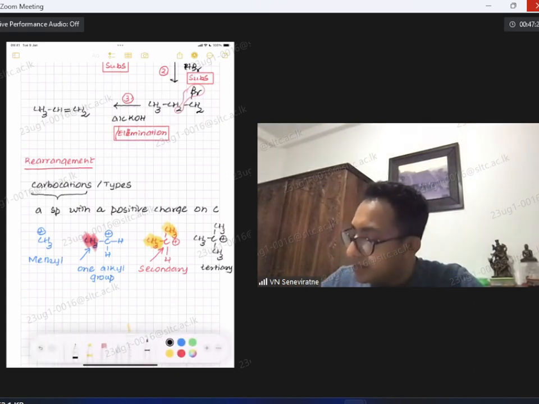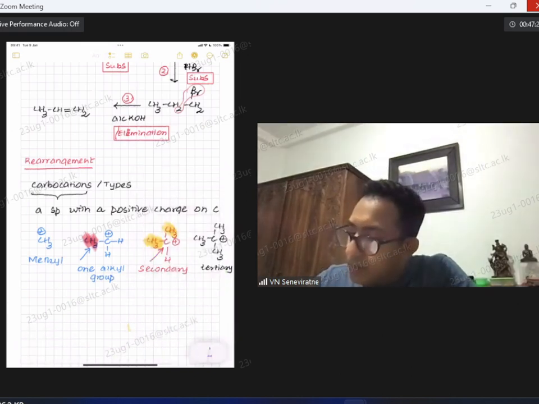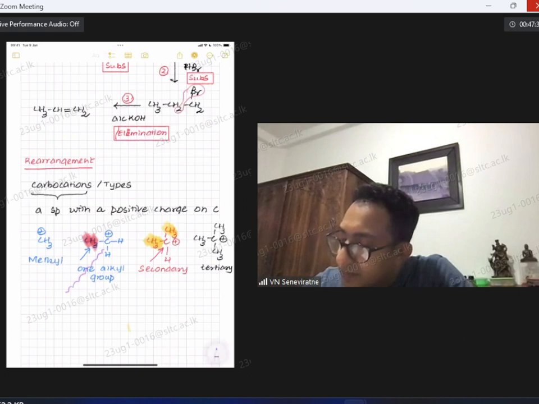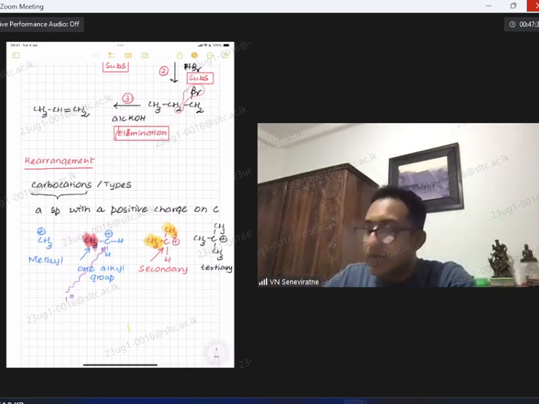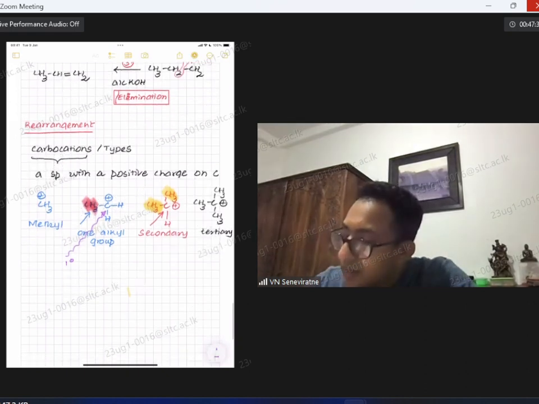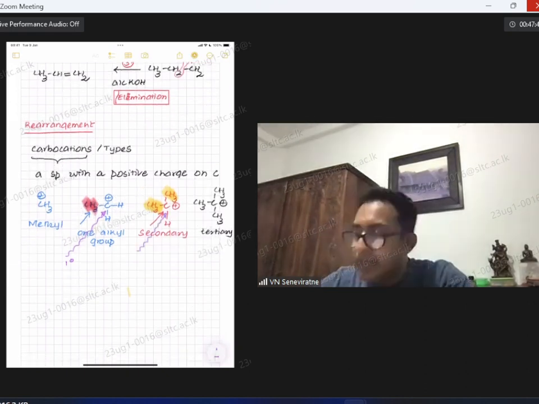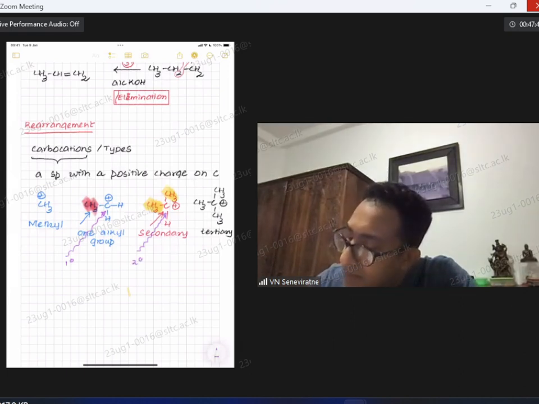Tertiary carbocations. Here, look at this. Now, this is called a primary carbocation, so we give the symbol 1 prime. This is called a secondary carbocation. You can see two alkyl groups are there, so it's given a 2 prime.